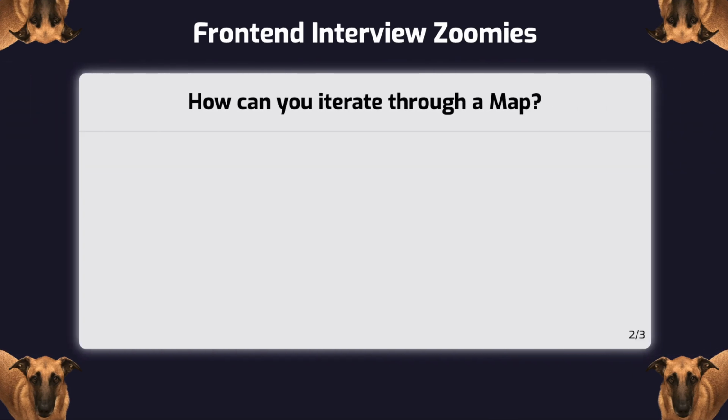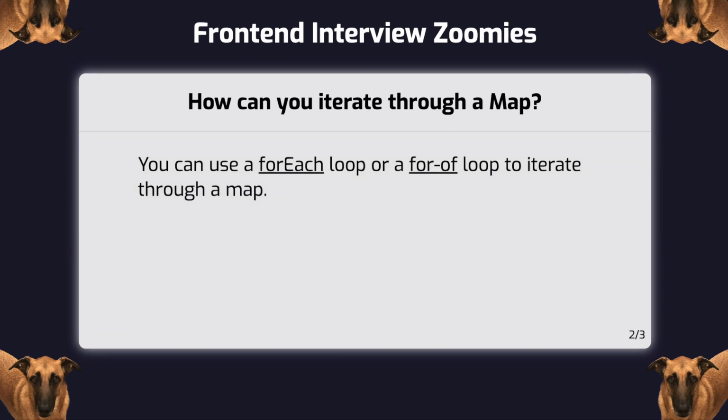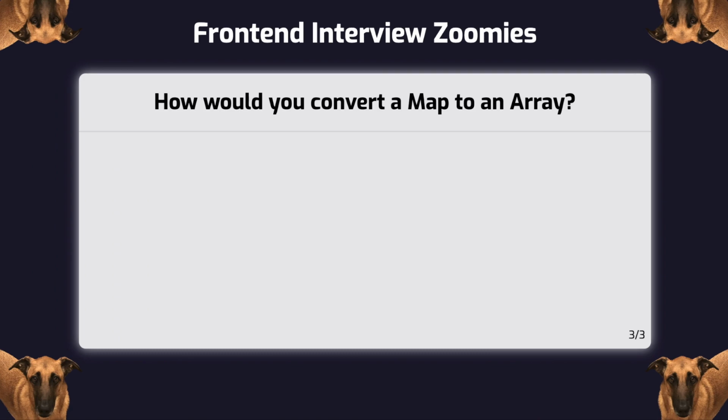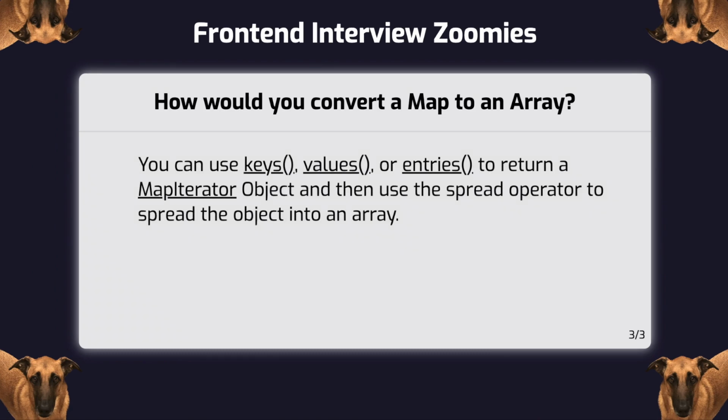On to the next one. How can you iterate through a map? So there's a few different ways to do this, but you can use a for each loop or a for of loop to iterate through a map. Lastly, how would you convert a map to an array? You can do this in many different ways, whether it's keys, values, or both. You can use keys, values, or entries methods to return a map iterator object, and then use the spread operator to spread the object into an array.